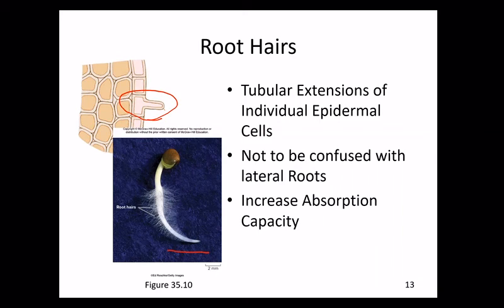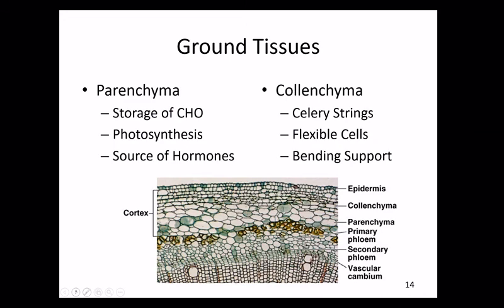Young plants, plants that are just sprouting, need to absorb a lot of water and a lot of nutrients to facilitate growth. So these extensions of the dermal cells will allow for that to occur and will increase the rate of nutrient uptake. Okay? And so that's all we're going to talk about in this video, the dermal tissues.